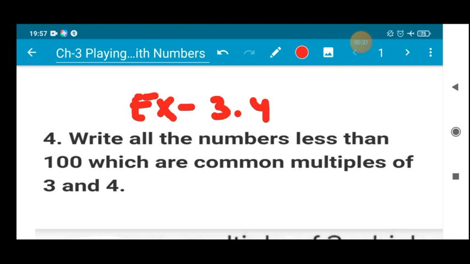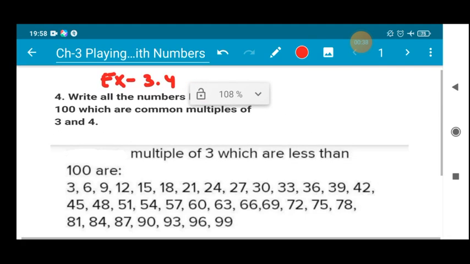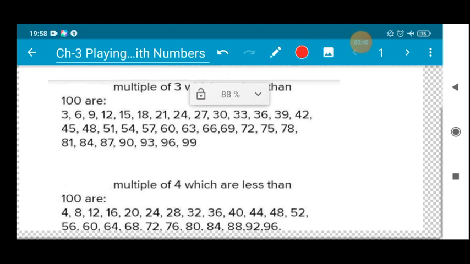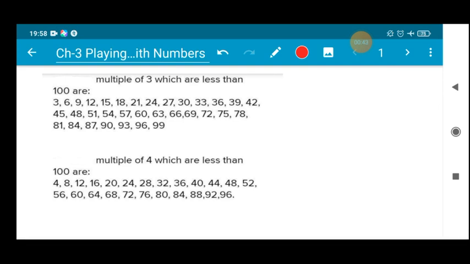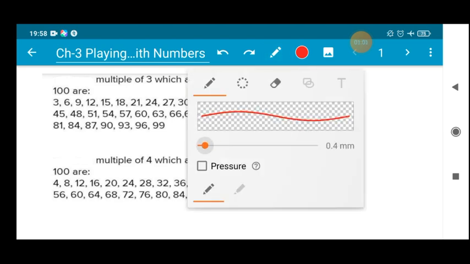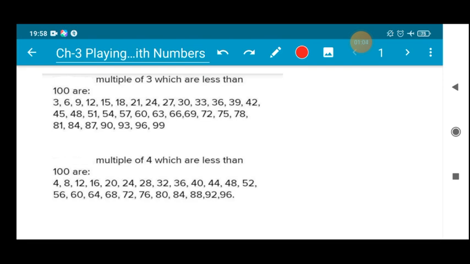And from there we have to find out what are the common multiples present in 3 and 4. So in order to do that, I have written here the multiples of 3 which are less than 100. That is the table of 3 till 99, and the multiplication table of 4 till 96. Now from here we have to identify the common multiples which are present here.